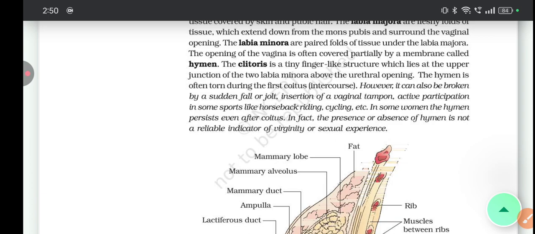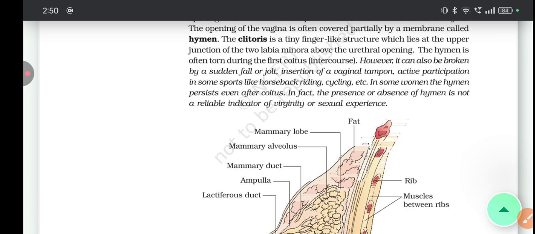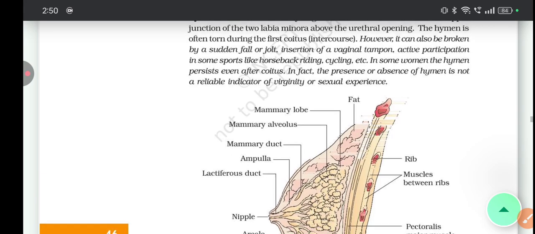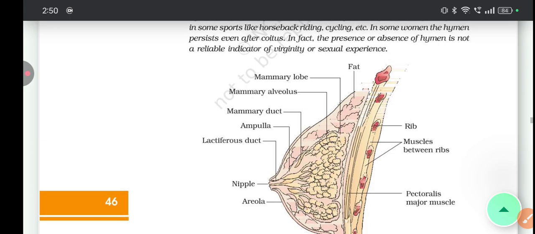The hymen is often torn during the first coitus, that is intercourse, but it can also be broken by a sudden fall or jolt, insertion of a vaginal tampon, or active participation in some sports like horseback riding, cycling, etc. In some women, the hymen persists even after coitus. In fact, the presence or absence of the hymen is not a reliable indicator of virginity or sexual experience.